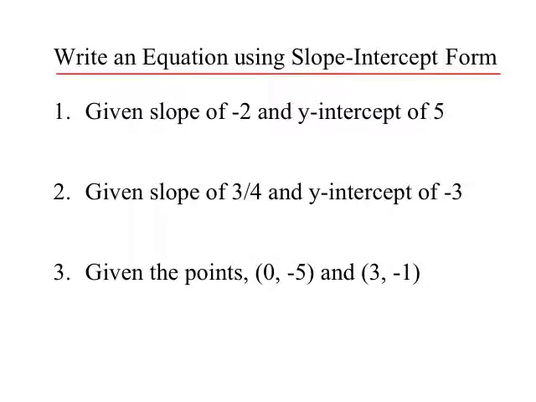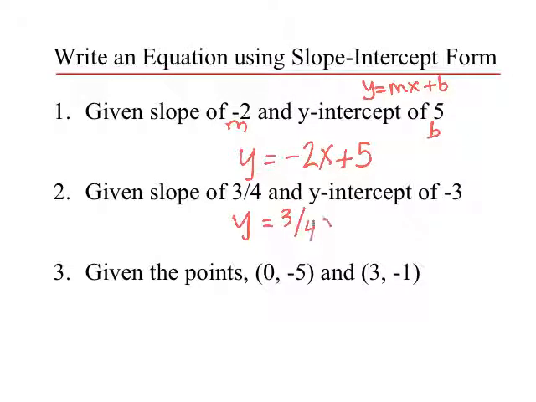All right, just for a little review, we're going to write an equation using slope-intercept form first. So this is your y equals mx plus b form. Let's just go through these. So you have a slope of -2, that's your m, and a y-intercept of 5, that's your b. So in this case, you just write it down. Y equals mx, don't forget the x, plus b. So I just substituted in the slope and the y-intercept. Same thing here, y equals 3/4 x, don't forget the x, minus 3.